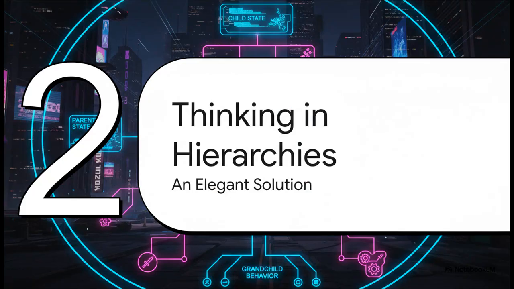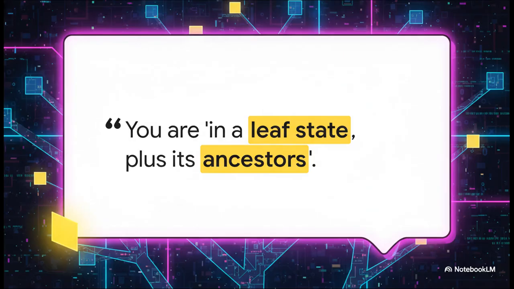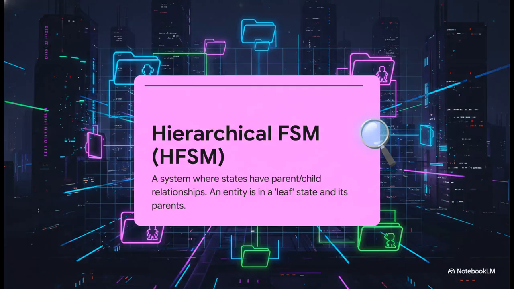Well, this brings us to the core idea that pretty much changed everything for game AI. What if, instead of a flat to-do list, we organized all these actions like they were a family tree? And this quote right here, this is the aha moment. This is the whole secret. With this new way of thinking, your character isn't just in one state. They're in their most specific state, which is the leaf, and they are also in all of its parent states at the exact same time. Basically, states are nested inside of other states.